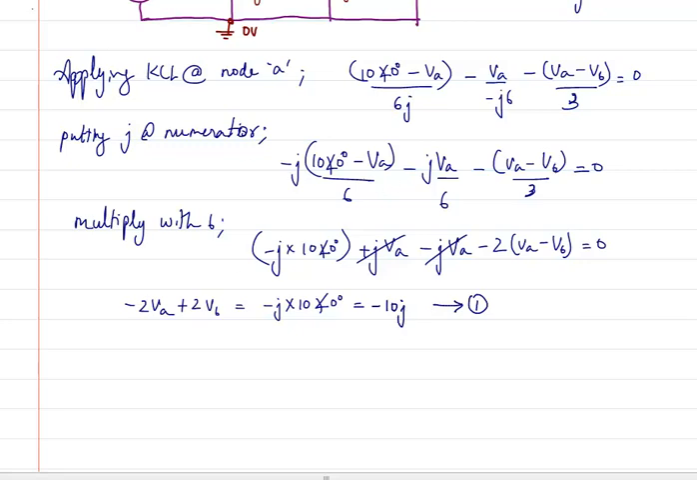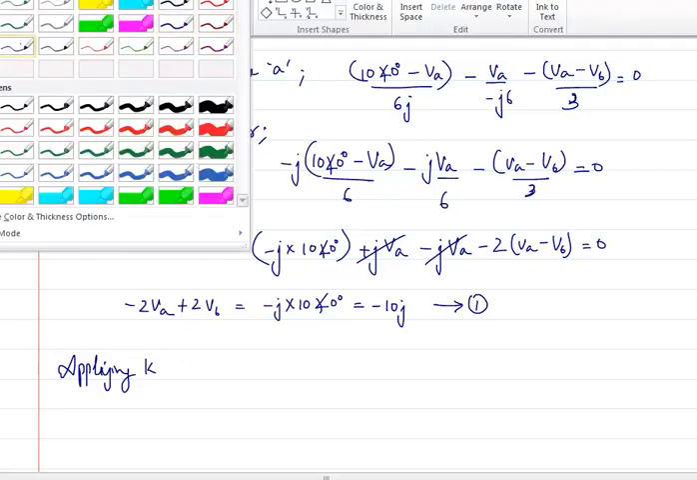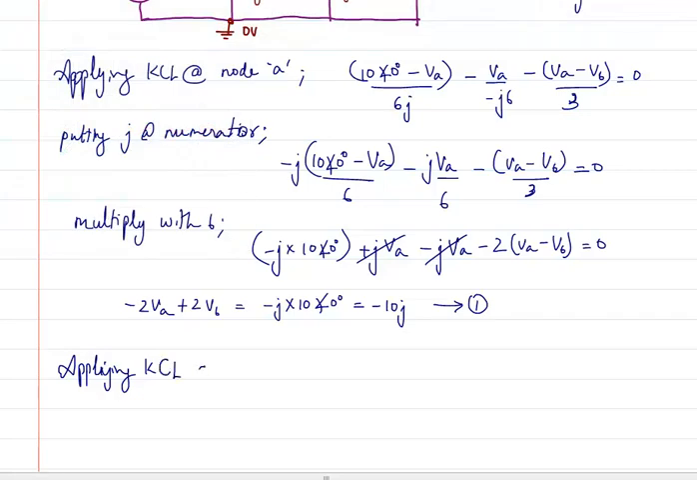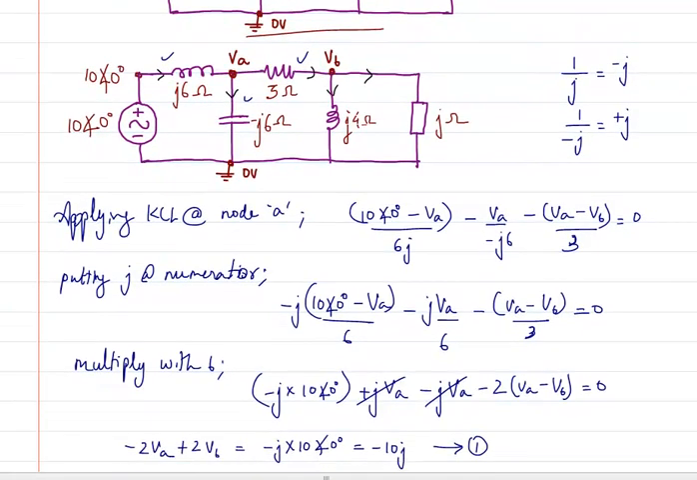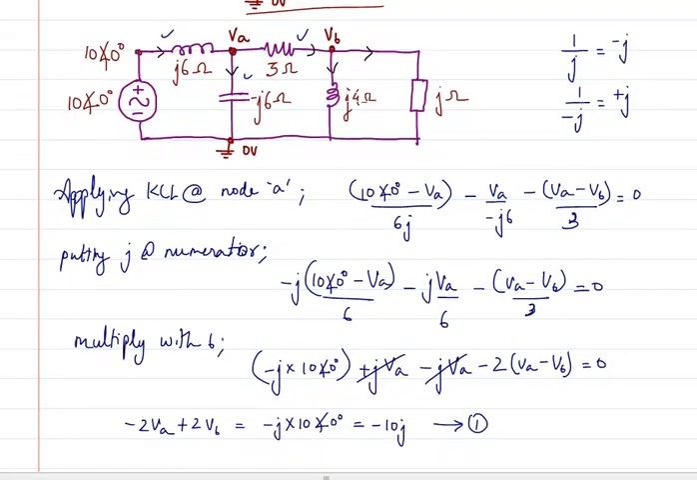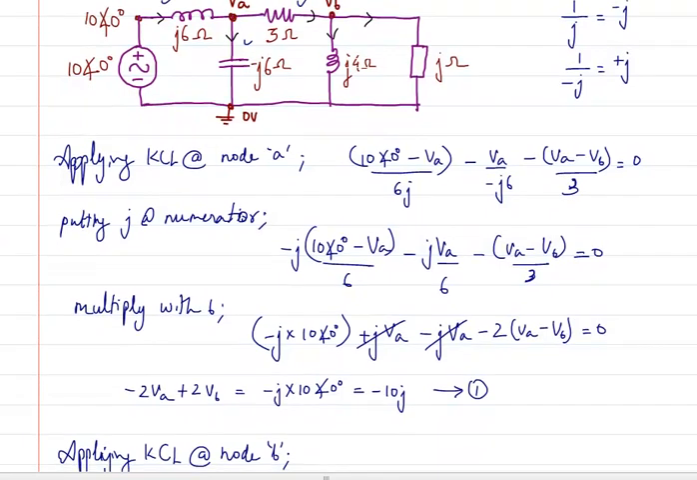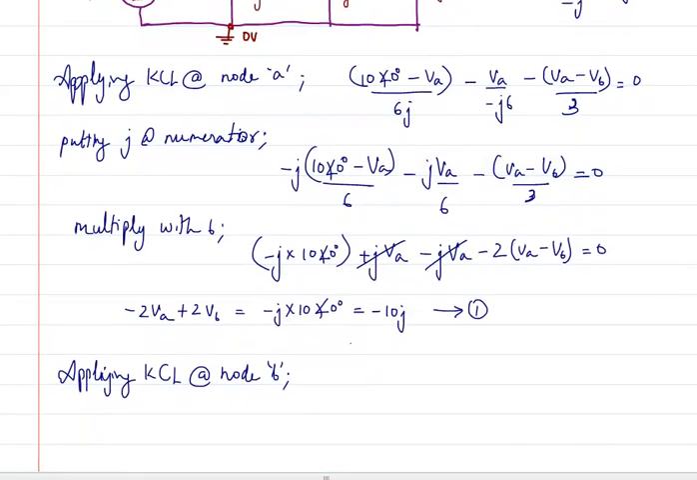Next, applying KCL, again KCL at node B. So which is the node B? This is the node B. So three currents. First one is incoming current, so it is positive. So let me write VA minus VB by. So it is going to be VA minus VB.